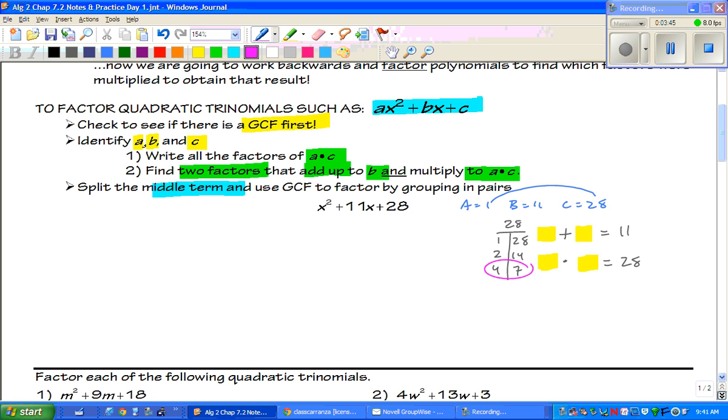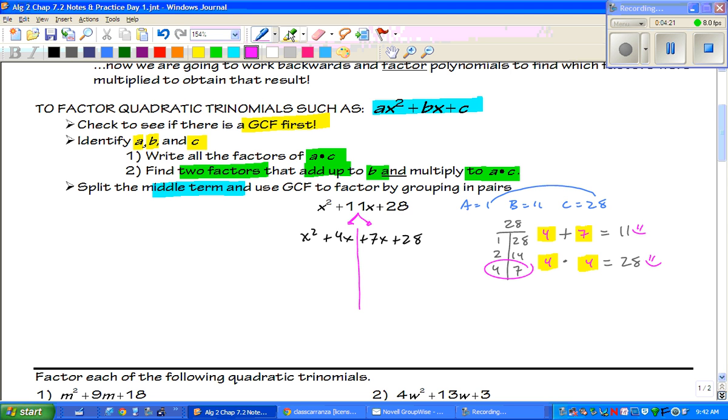Well, let's check 4 and 7. 4 plus 7 gives us 11, and 4 times 7 gives us 28. So we're going to split that middle term, so it says x squared plus 4x plus 7x plus 28. The only thing that changed was the middle. And if you were to combine your like terms, the 4x and the 7x, that gives us 11x. So we haven't changed anything.